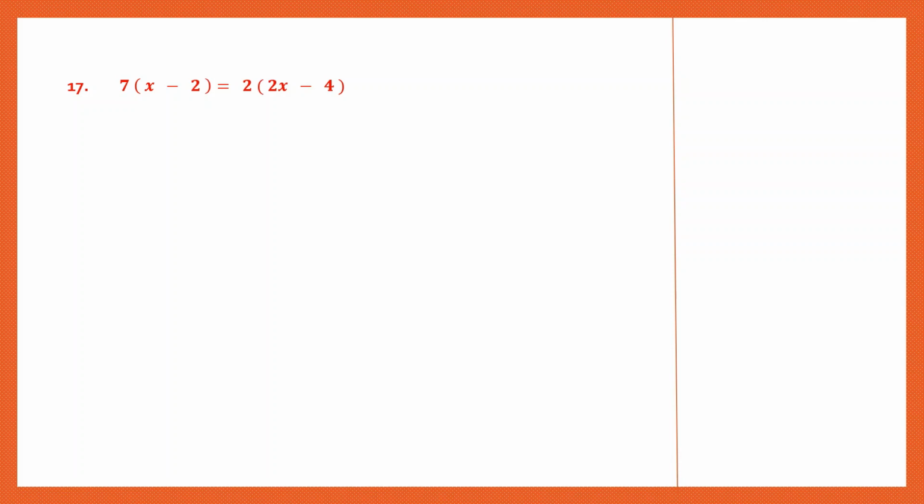Question 17. So let's open these brackets now. So first it is 7 into x minus 2 equals 2 into 2x minus 4. So let's work this out carefully. So now first let's multiply 7 into x. 7 into x is 7x. Then we go on to 7 into minus 2.